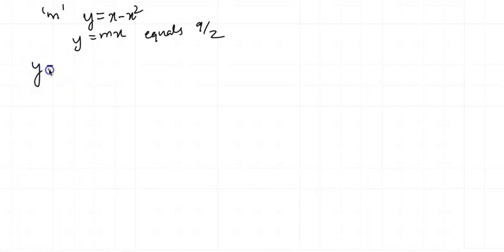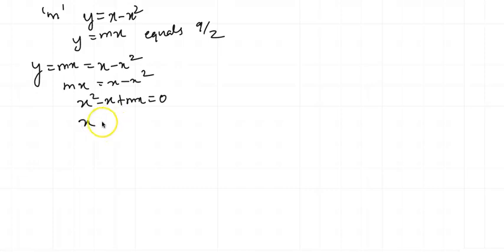So y equals mx is equal to x minus x square. So this is mx equals x minus x square. So I'll send x square and x to the left hand side. It will become x square minus x plus mx equals 0.